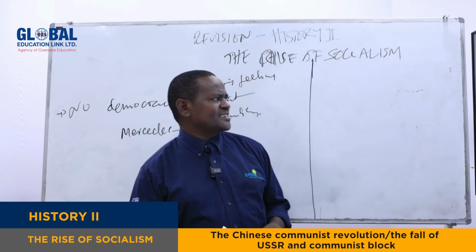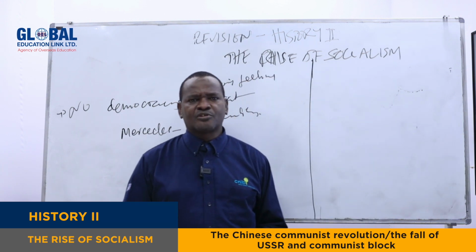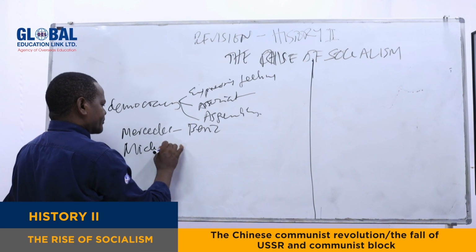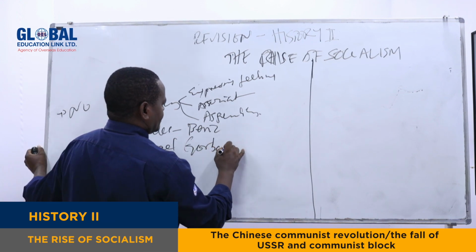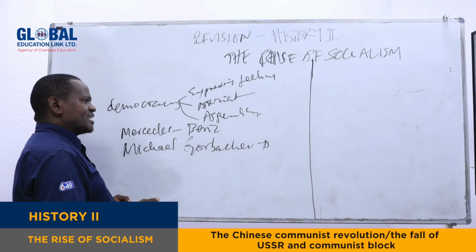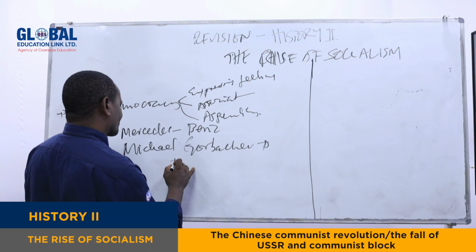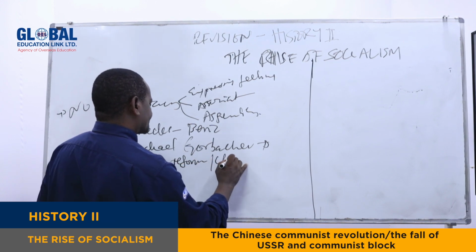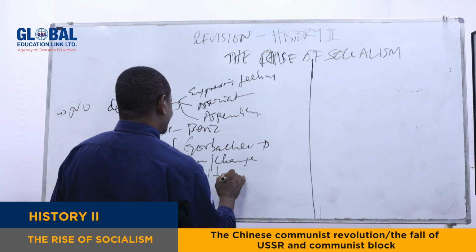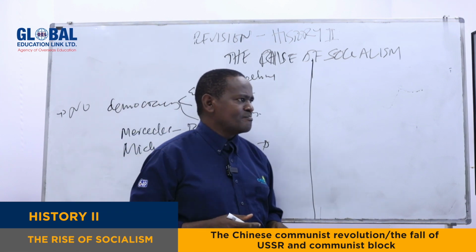My dear students, another point here is the introduction of perestroika and the glasnost. These two policies were introduced by the last president of USSR, who was called Mikhail Gorbachev. Mikhail Gorbachev introduced perestroika and the glasnost. The word perestroika means reform or changes. And the glasnost means openness or transparency. So these were the two policies which were introduced by Mikhail Gorbachev.